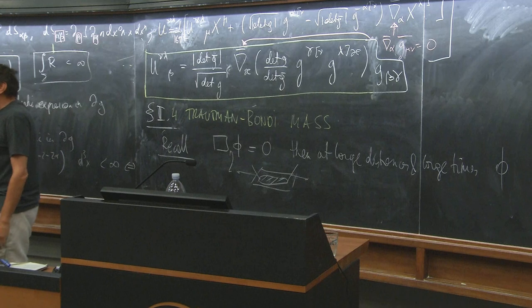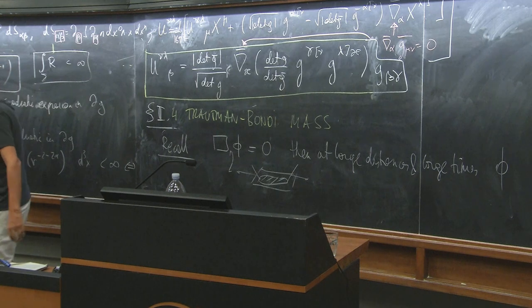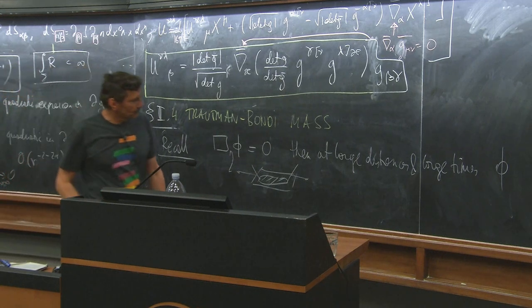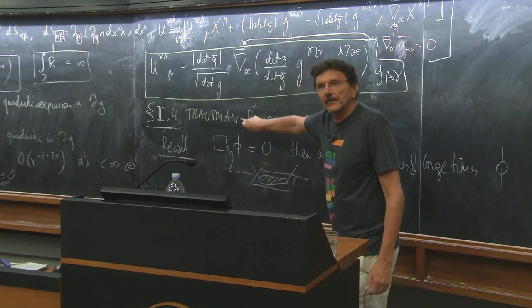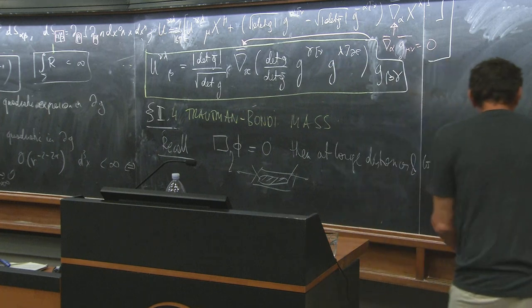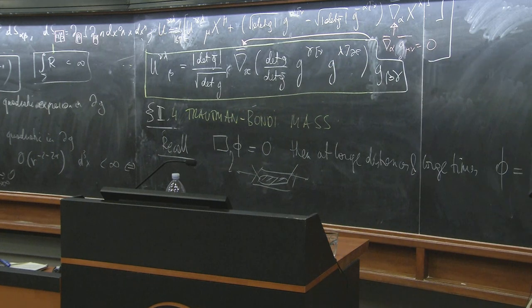So certainly faster than any power you want if you put a scalar field here. But if you go to infinity in these directions, this will not be true anymore. And you can actually prove something like that, that this is going to be a function of u, where u is t minus r, and angles divided by r plus lower order terms.